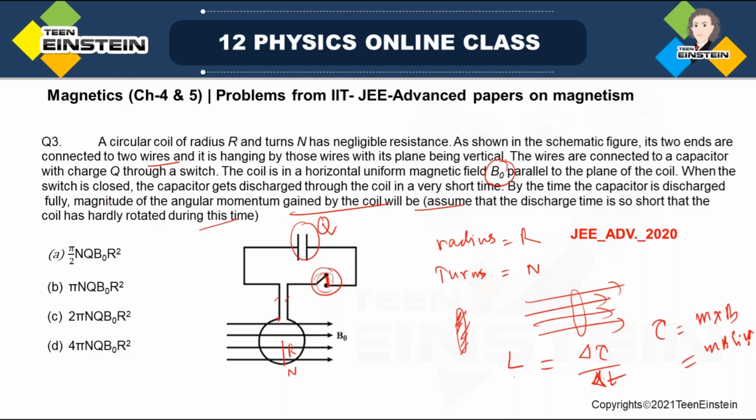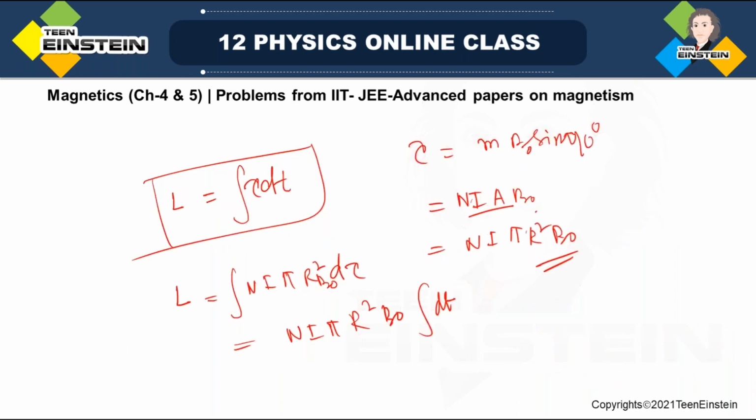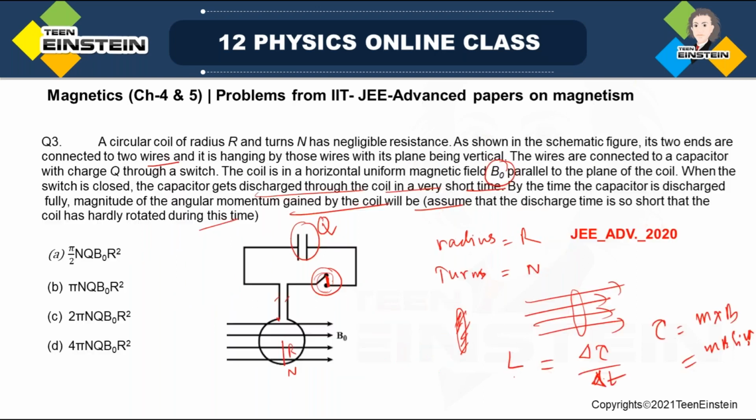So this is actually very quick. Magnitude of the angular momentum gained by the coil, by the capacitor. This you can see from here. It discharges through the coil in a very short time, so that can be taken as 1 or something. Then if we take this as 1, then we get pi n I r square into v0.